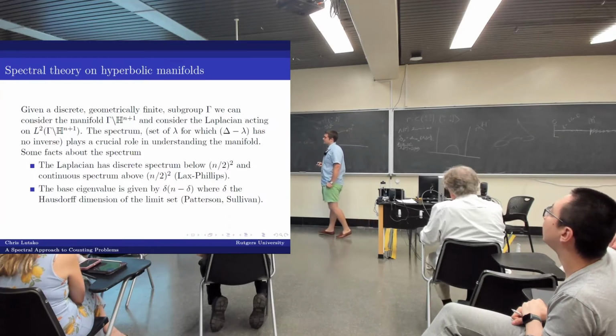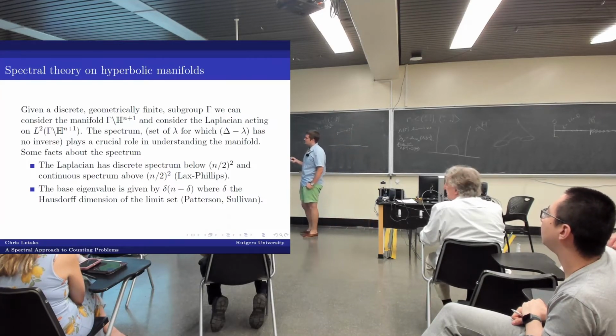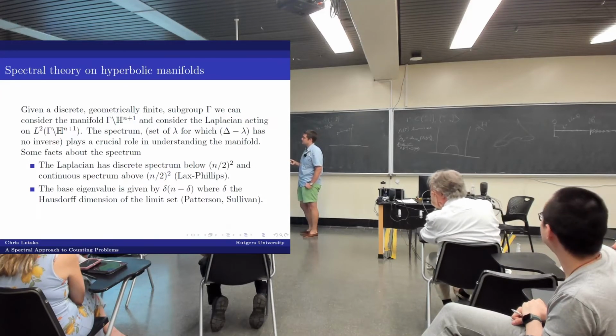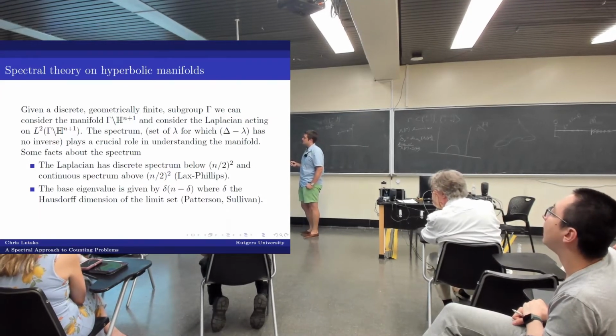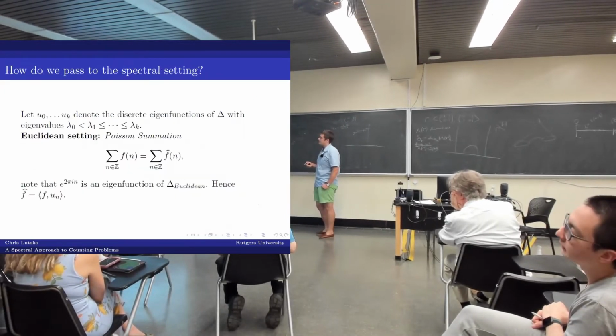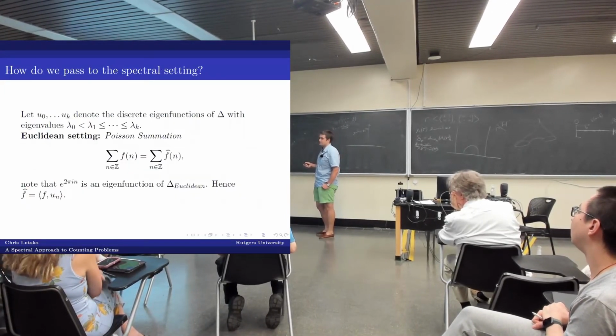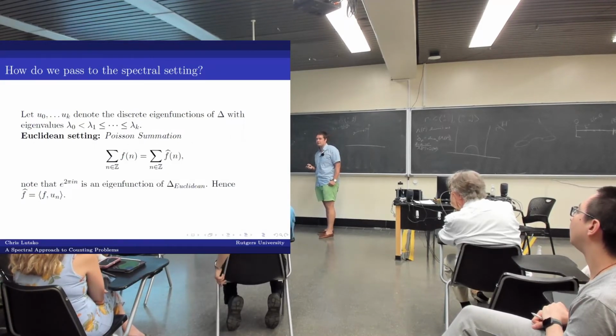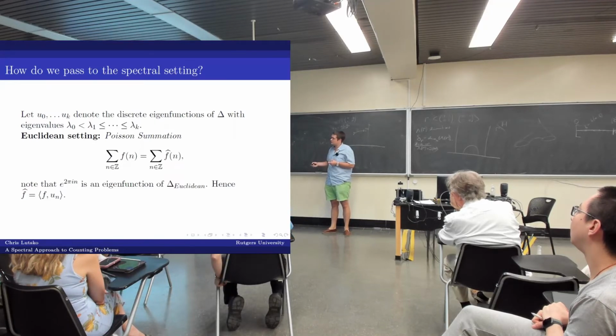Now, how do we pass to the spectrum? Well, I've actually already told you how to do this in the Euclidean setting, and it's just Poisson summation. So notice that e to the 2 pi i n x is an eigenfunction of the Euclidean Laplacian. And so what I'm doing when I apply my Fourier transform is I'm integrating against eigenfunctions. So this allows you to pass from real geometric data to spectral data.